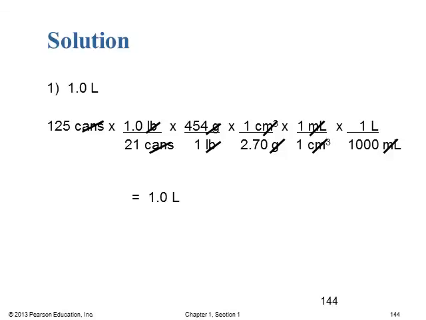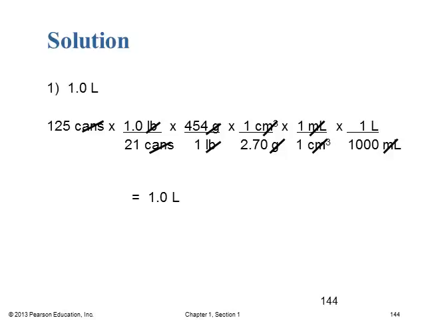So if we have 125 cans, first we need to figure out how many pounds of cans we have. So in 1 pound, 21 cans, we have 1 pound of cans, and cans will cancel out. Then in 1 pound, that's 454 grams. And then we have the density of aluminum, that's 2.70 grams per 1 cubic centimeter. Then in 1 cubic centimeter, there's 1 milliliter, and then in 1,000 milliliters, there's 1 liter. And remember that we want liters to be our needed unit, so we set up our units accordingly.